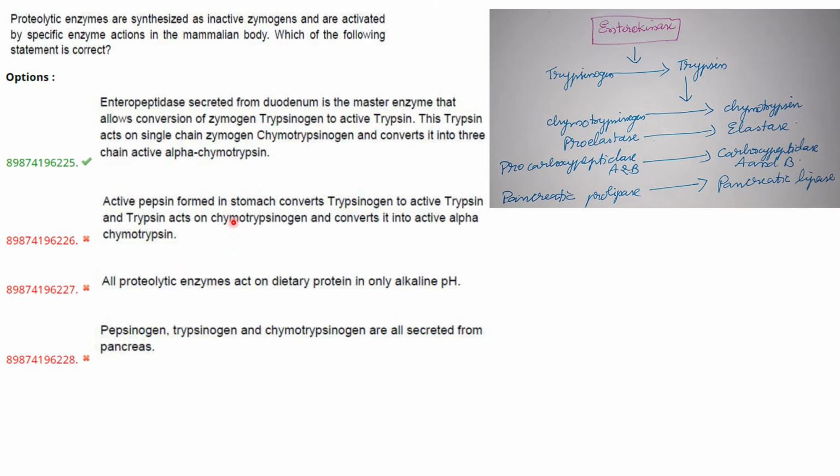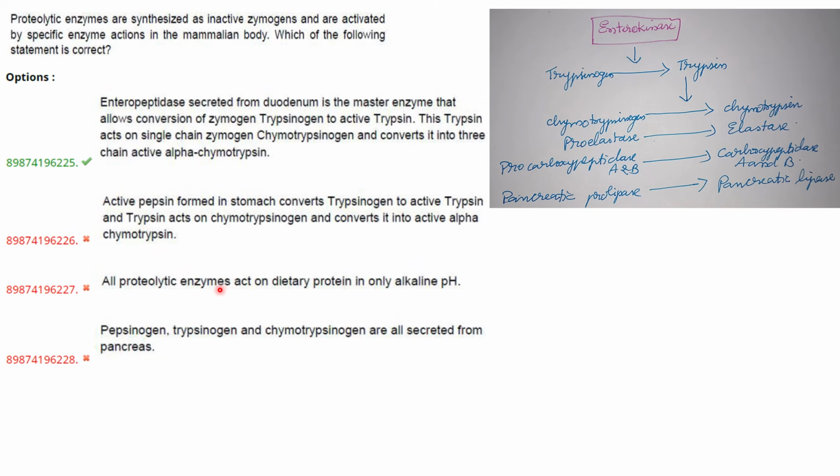But if you see the other options, you will be able to eliminate even if you don't know these steps, because see here, pepsin from the stomach will convert trypsinogen to trypsin. That's not correct. Pepsin operates in an acidic environment, and it is present in the stomach. It will not have any role in converting the pancreatic trypsinogen to trypsin. It is the duodenum.